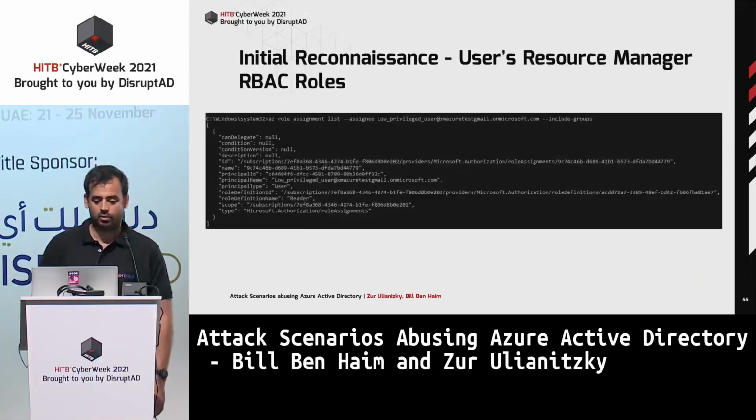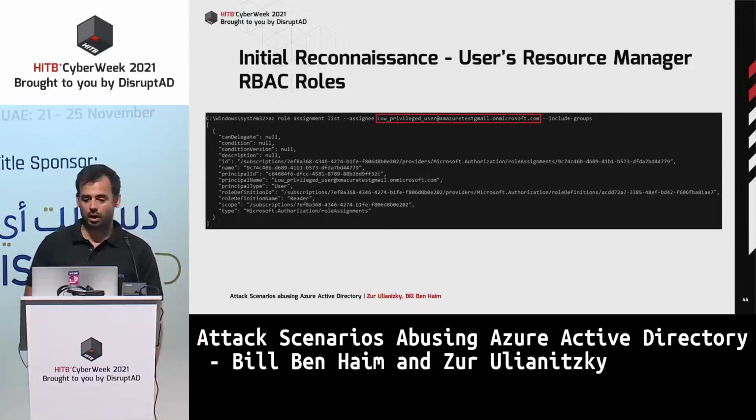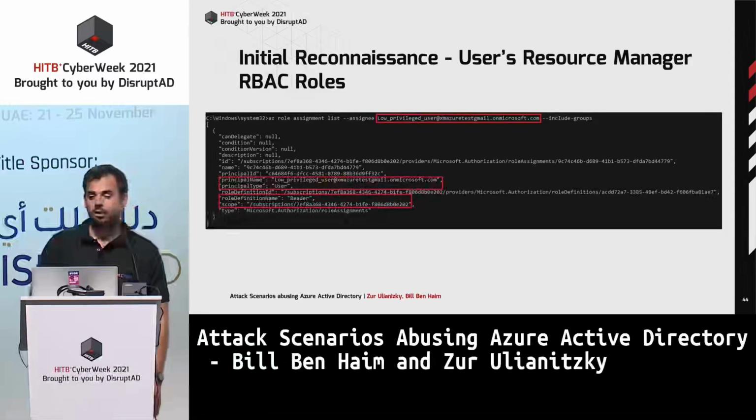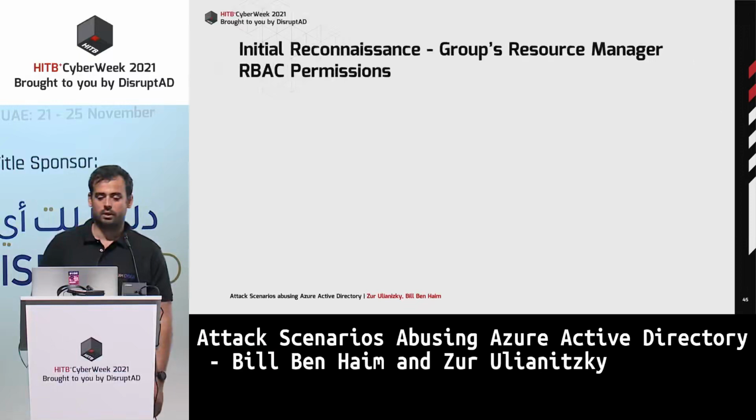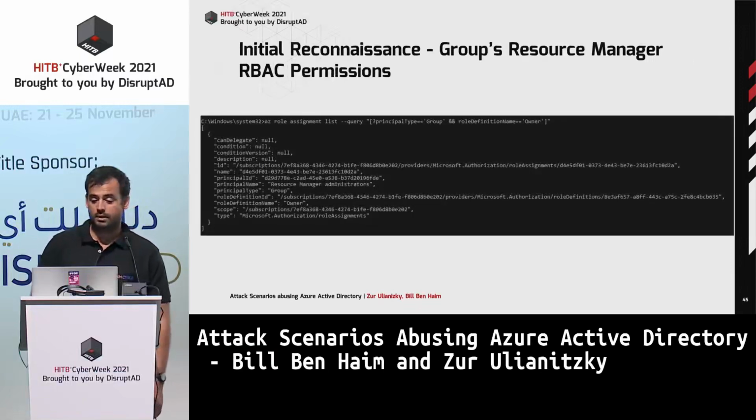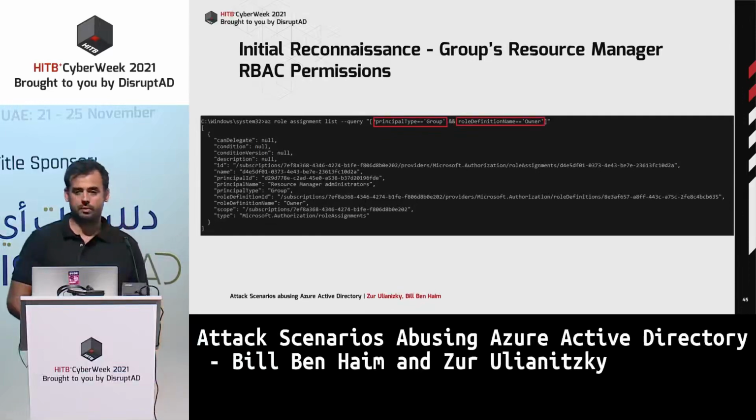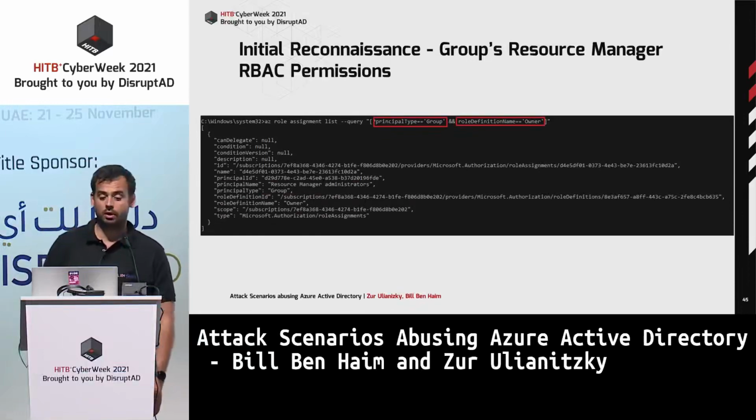First, we're going to use the AZCLI to enumerate the current RBAC permissions of the low-privileged user account. And we discovered that that user has the reader permissions over the subscription. Next, we're going to use the AZCLI in order to find a group with owner permissions over the subscription, and we can discover that the resource manager administrator group has the owner permission over the subscription.